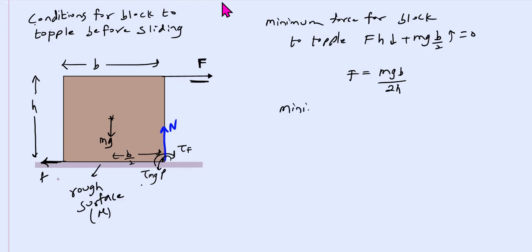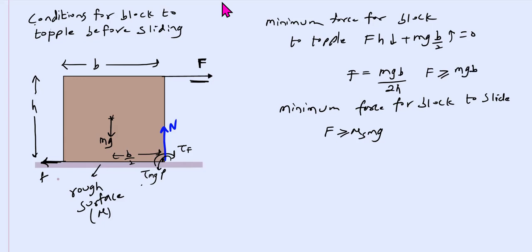Then the minimum force for the block to slide should be equal to, F should be greater than or equal to mu s mg. Here we'll write this as greater than or equal for toppling. So there's a least force. Any force greater than this, it will topple. It will rotate about point P.